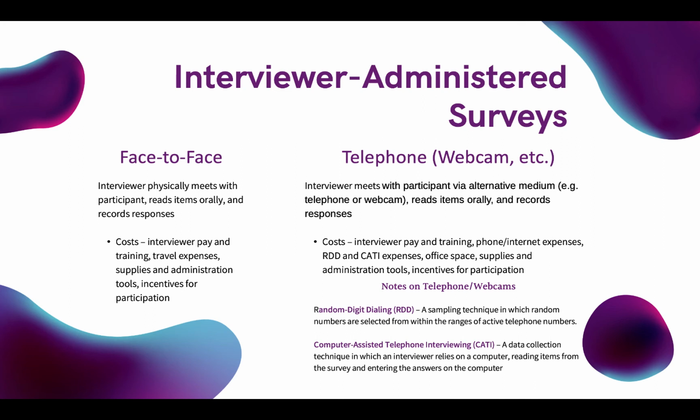Secondly, we have the telephone and/or web survey, where an interviewer will meet with a participant via some alternative medium, whether that's a webcam or a phone, and they will read these questions orally to the participant. The costs associated with telephone or webcam surveys are still going to be administration tools and incentives for participation, but they're also going to include interviewer pay and phone or internet expenses. If the sample is selected using random digit dialing, or the interviewer is interviewing the participant via computer-assisted telephone interview, the researcher is going to have to pay for random digit dial samples as well as the CATI expenses.